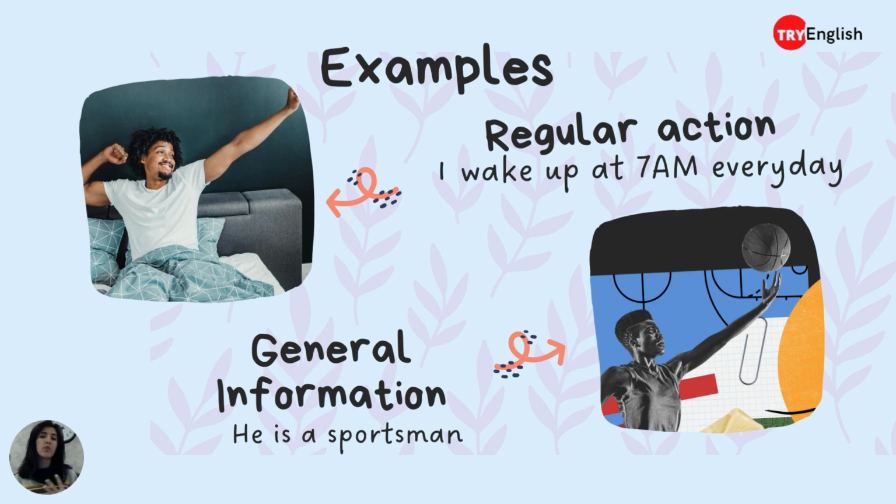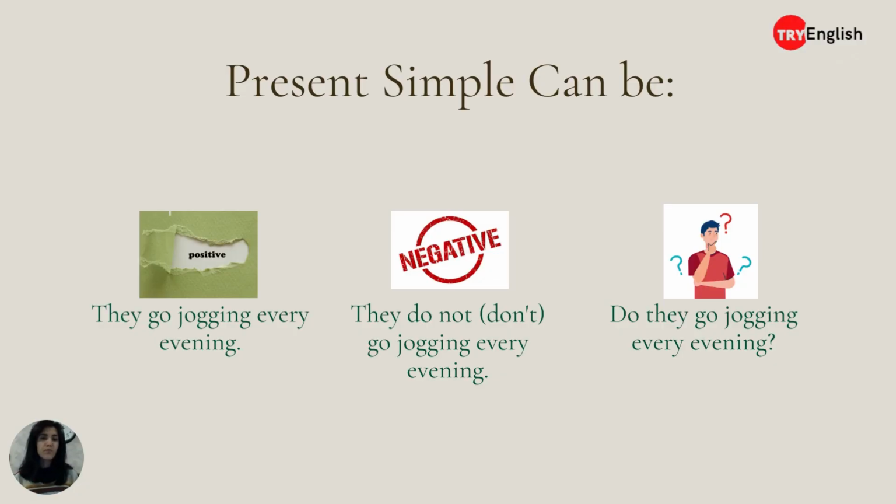So for example, with the regular action, it's something that we do every single day. For example, I wake up at 7 a.m. every day. And for general information, for example, I'm a teacher, you are a student, he is a sportsman, and so on. Now, present simple can be negative, positive, and question. And here we have a few examples.